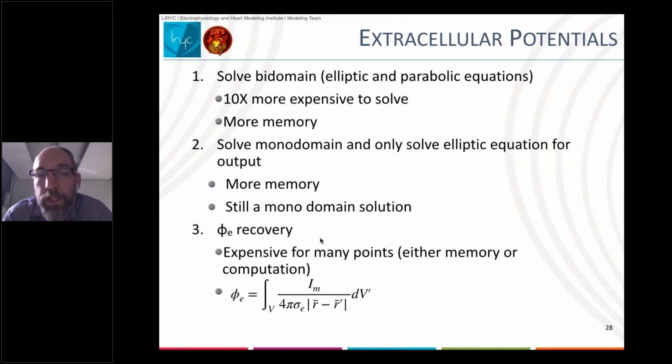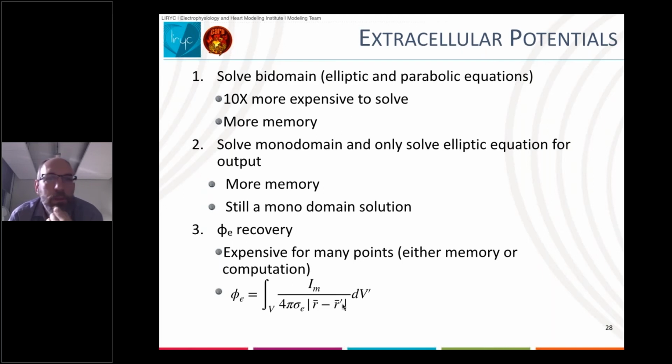Or you can do phi E recovery, where you calculate this integral of the transmembrane current times 1 over 4 pi sigma r. And that works for a few points. If you have many points, it's actually not too bad if you store it, but if you calculate the 1/r every time, it can become quite burdensome.